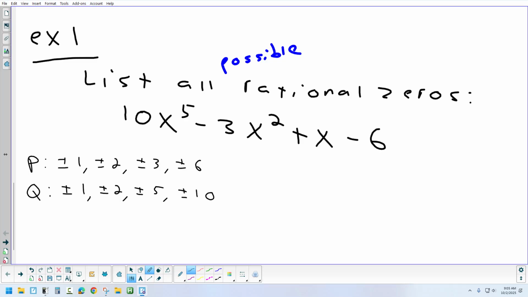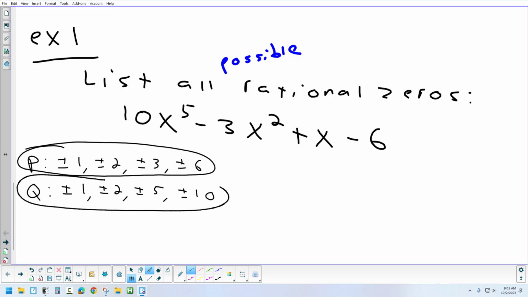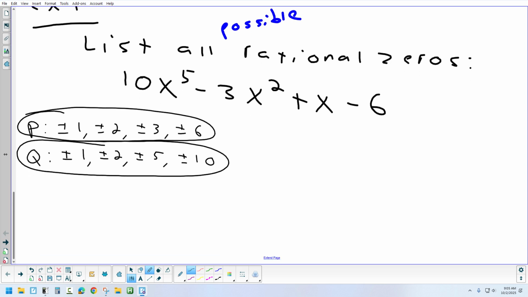but if it does, then it has to cross at a fraction where the top number in the fraction will be one of those, and the bottom number in the fraction will be one of those. So now we have to write what those possibilities are. So let's start with picking a number for P and put that over every possible Q.